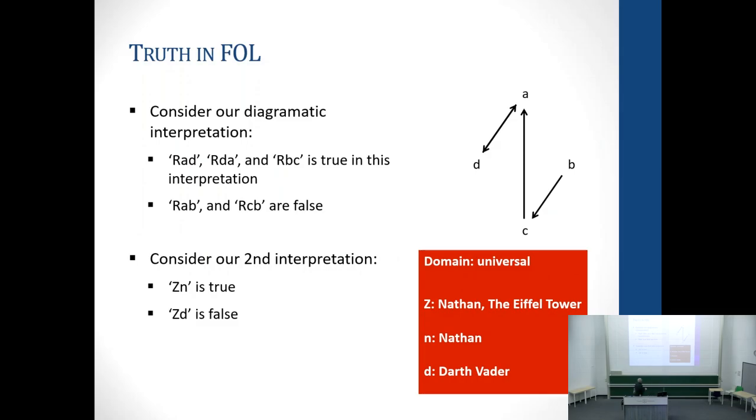We've got our diagrammatic interpretation again. This is the same thing we said just a second ago. And we have our non-diagrammatic, written out interpretation. Again, here, ZN is true because N is in the extension of the predicate. ZD is false because Vader is not in the extension of the predicate. Hopefully that's clear.